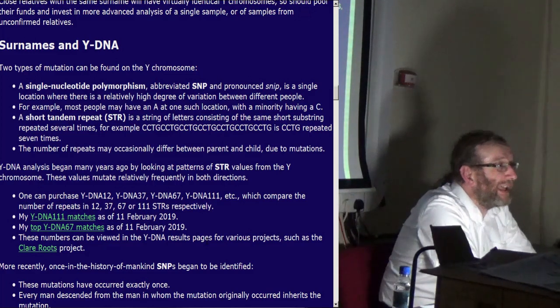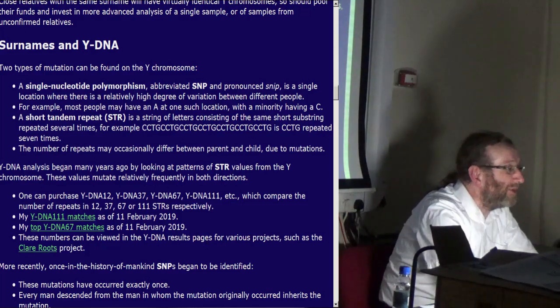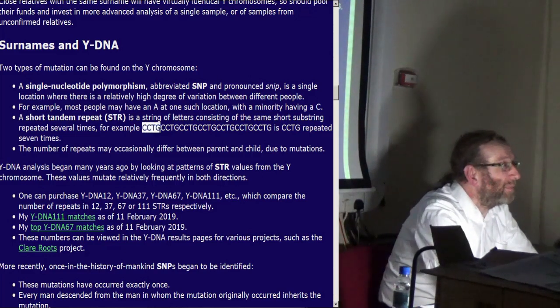When Y-DNA analysis started 20-odd years ago, and first became commercially available 19 years ago, most of the analysis was based on a different type of mutation, the STR mutation. STR is a short tandem repeat. So there are places on the Y chromosome where you'll have a string like CCTG, and then that will be repeated again and again, maybe 7 times.